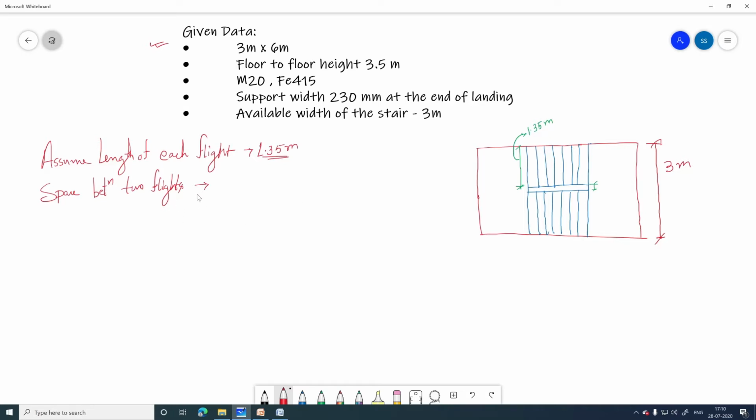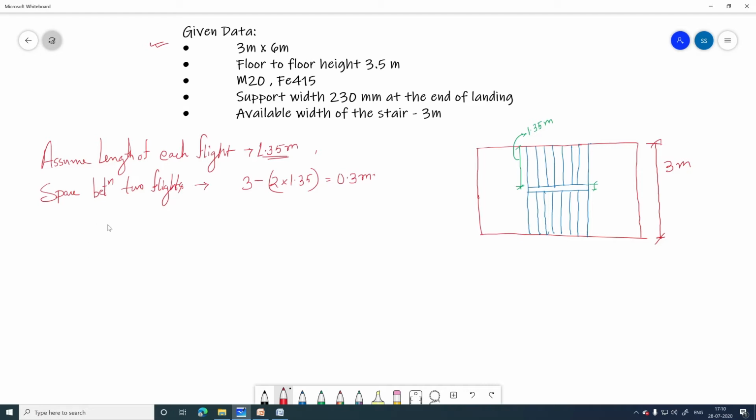So what will be the value of the space between two flights? That is 3 minus 2 into 1.35, or you can say 0.3 meter. Okay, so this is the first step, that means to determine the space between two flights.